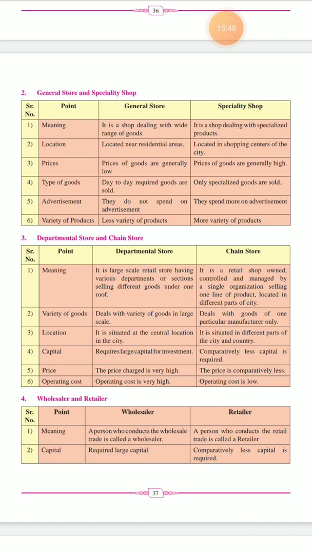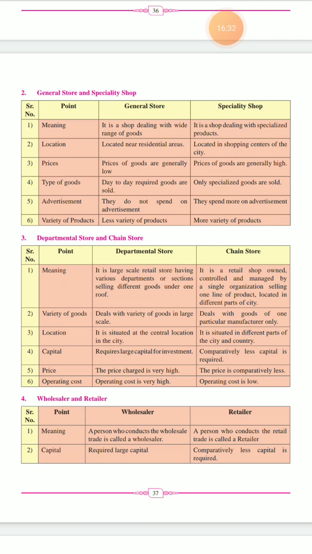Capital. Okay, now requirement: large capital for investment, because department stores are very huge, you will have wide varieties of products, so you require large investment. Compared to this, chain stores require less capital. Okay, they require very less capital as compared to departmental store, because they will deal in only one product. Price, here in departmental store the price charged is very high. Okay, in chain store the price is comparatively less. Then operating cost is very high in departmental store. In chain store operating cost is very low.